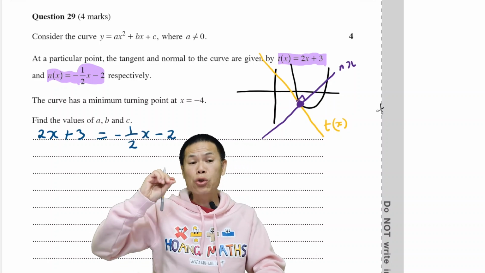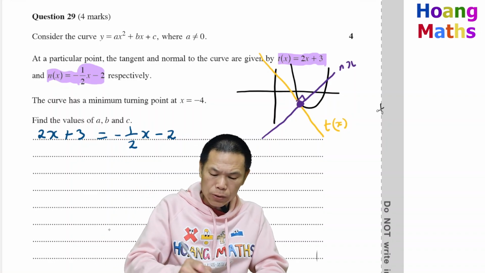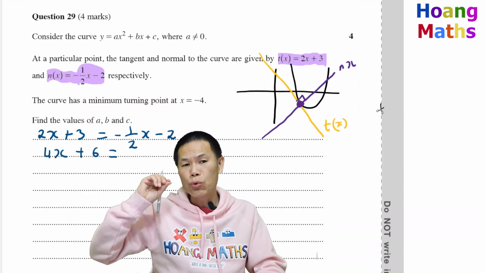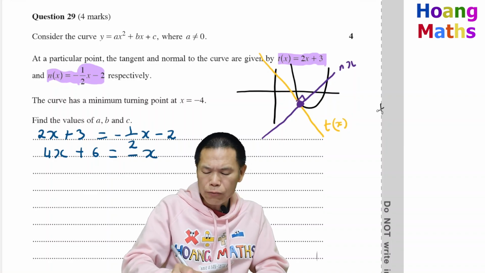So if I times 2 on both sides, 2 times 2x is 4x. 2 times 3 is 6. And then a half times 2 is 1, becomes negative 1x, which is negative x. And negative 2 times 2 is negative 4.